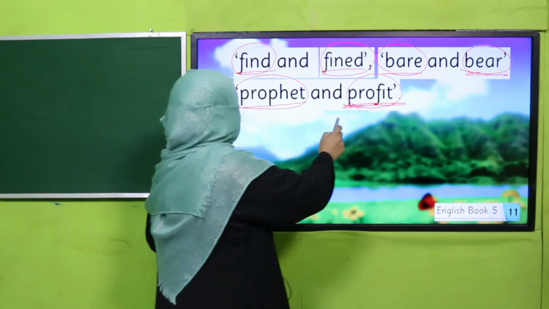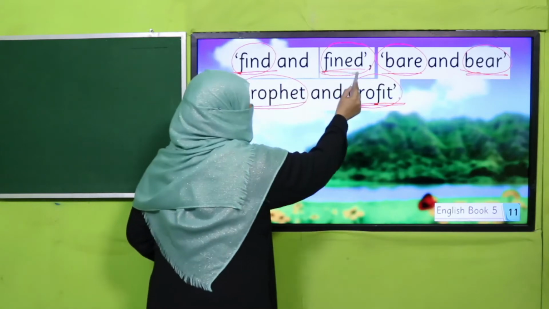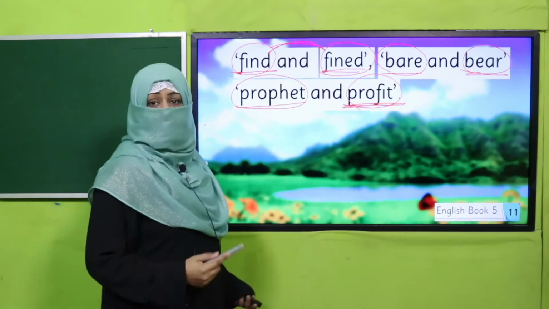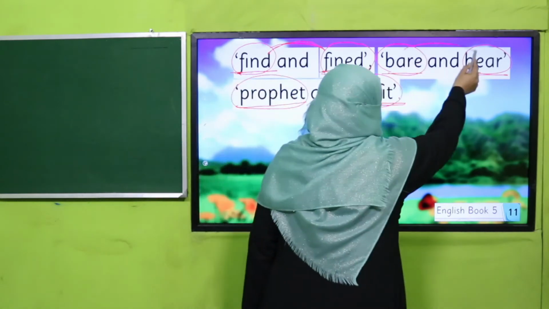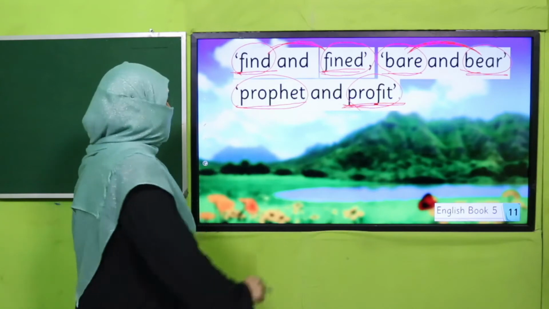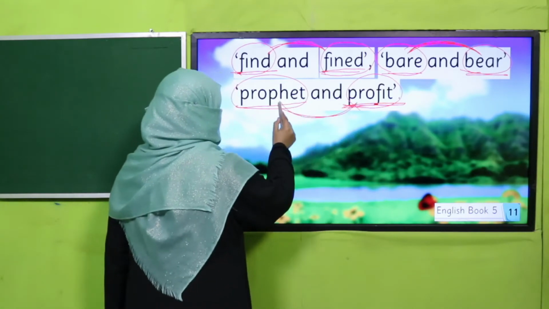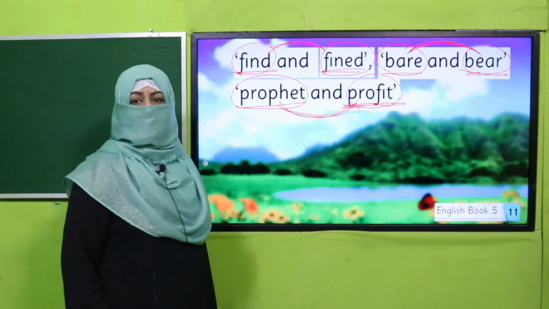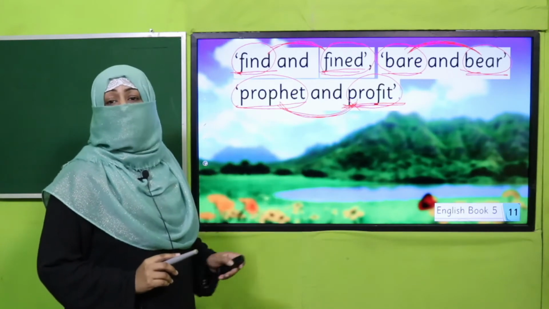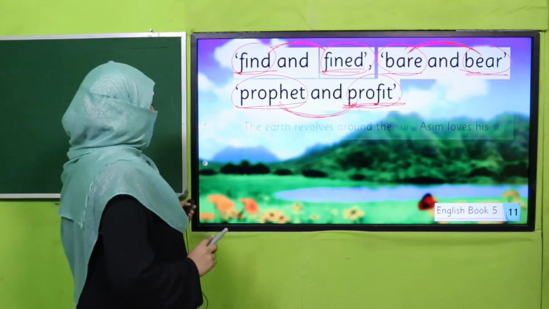All right. Now you see find, fine. Different words, different spellings, but are pronounced in the same way. Bear, bare. Different spellings, different meanings, but the pronunciation is the same. Prophet, profit. Different spellings, different meanings, but the pronunciation is the same. So all such types of words are known as homophones.